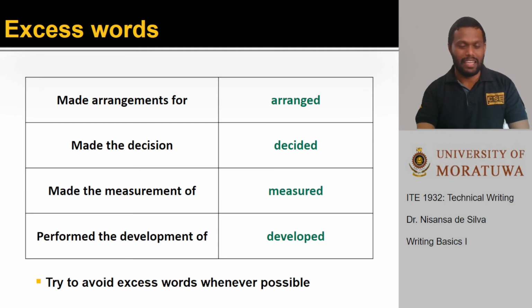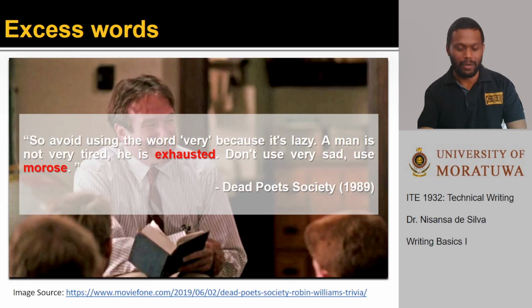Let me quote a line from a very popular movie, Dead Poets Society, 1989. Avoid using the word very, because it's lazy. A man is not very tired. He's exhausted. Don't use very sad. Use morose.